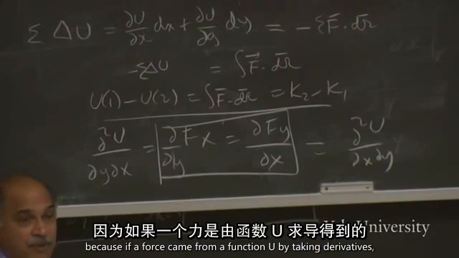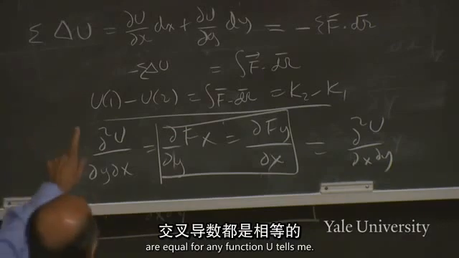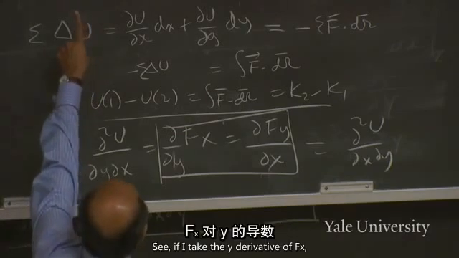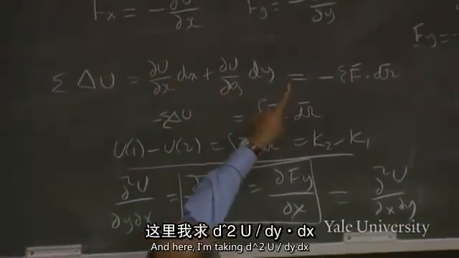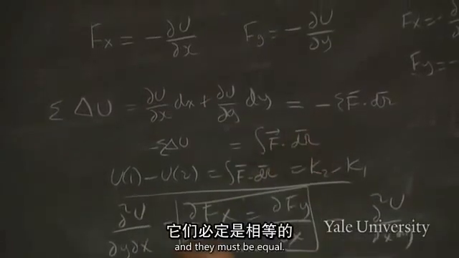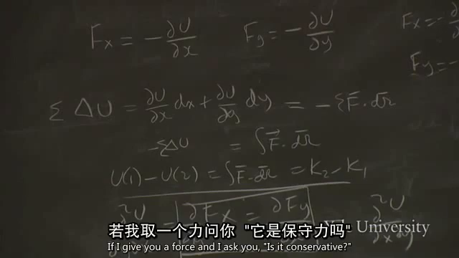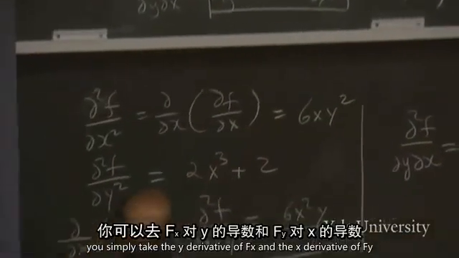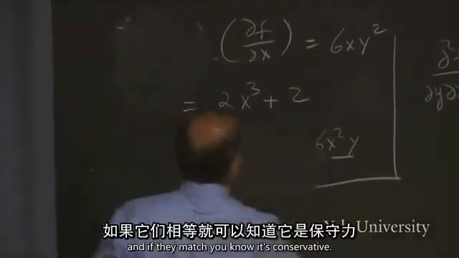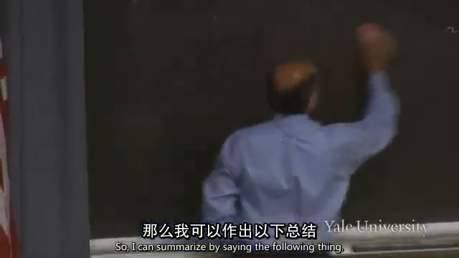Because if a force came from a function u by taking derivatives, the simple requirement that the cross derivatives are equal for any function u tells me, if I take the y derivative of fx, I'm taking d2u dx dy, and here I'm taking d2u dy dx, and they must be equal. So that's a diagnostic. If I give you a force and I ask you, is it conservative, you simply take the y derivative of fx and the x derivative of fy, and if they match, you know it's conservative.